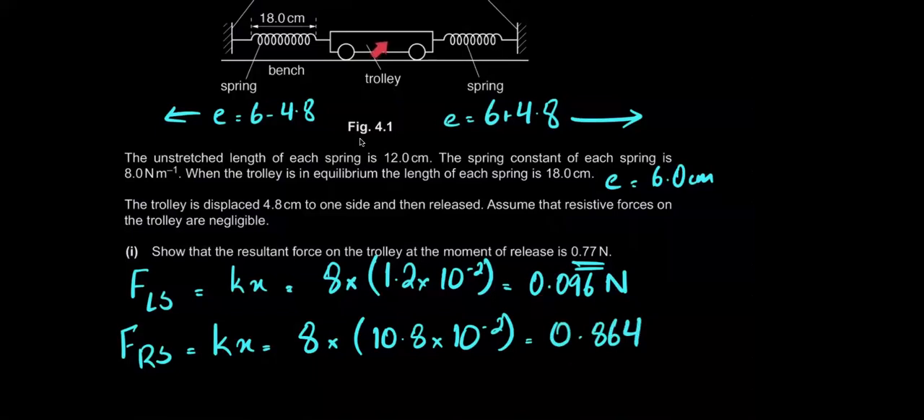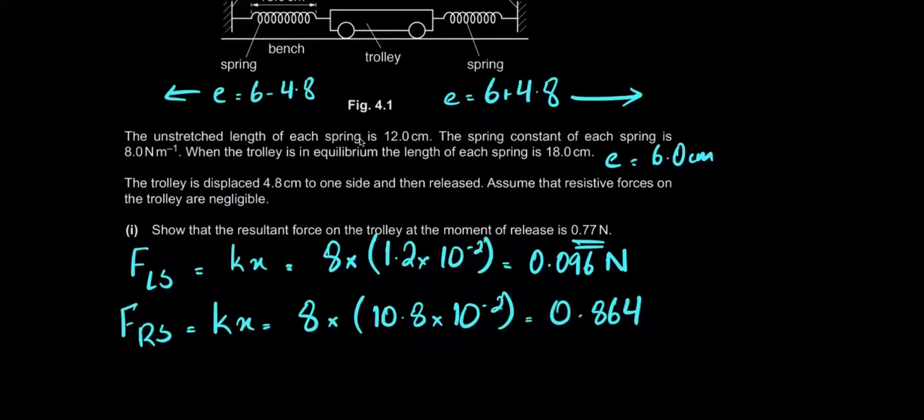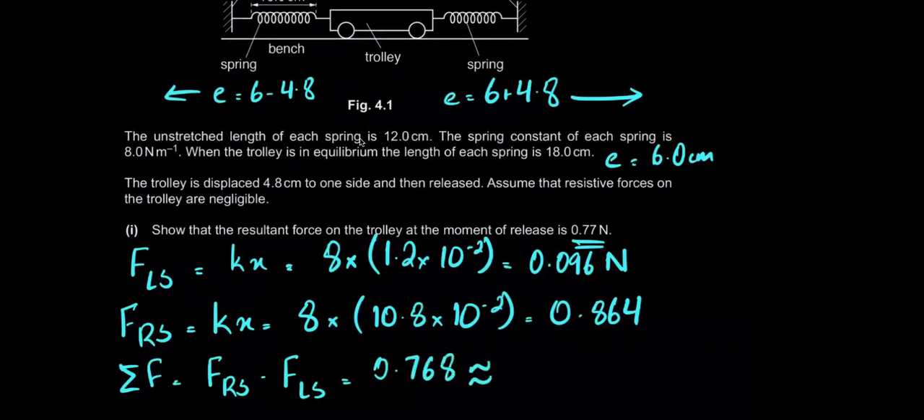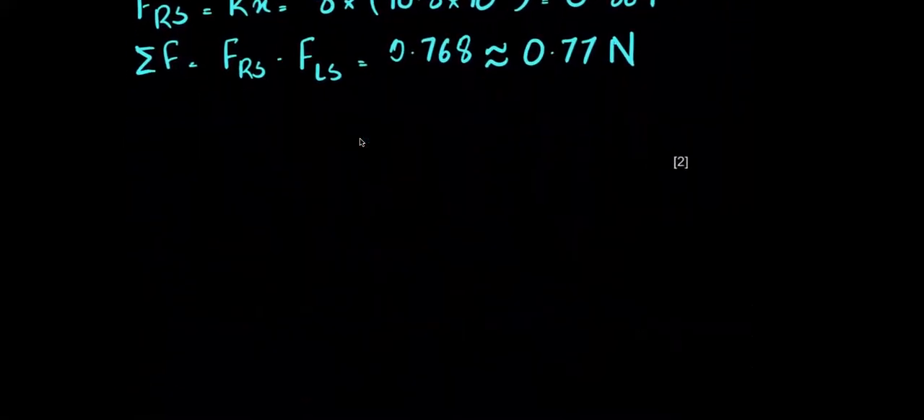So my assumption was that the trolley is displaced to the left, right? So what I can see is that the force exerted by the right hand spring, which is towards the right, is going to be greater than the force exerted by the spring on the left, which is also towards the left. So the resultant force would be the force by the right hand spring minus the force by the left hand spring, right? So this would be 0.864 minus 0.096. So this turns out to be 0.768 Newtons. So to 2SF, this would become 0.77 Newtons, right? So this part is done. This was actually a bit tricky.